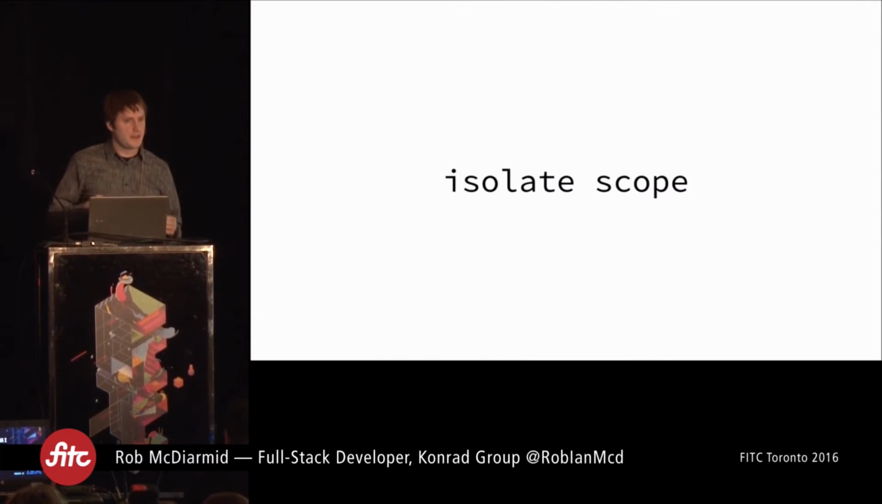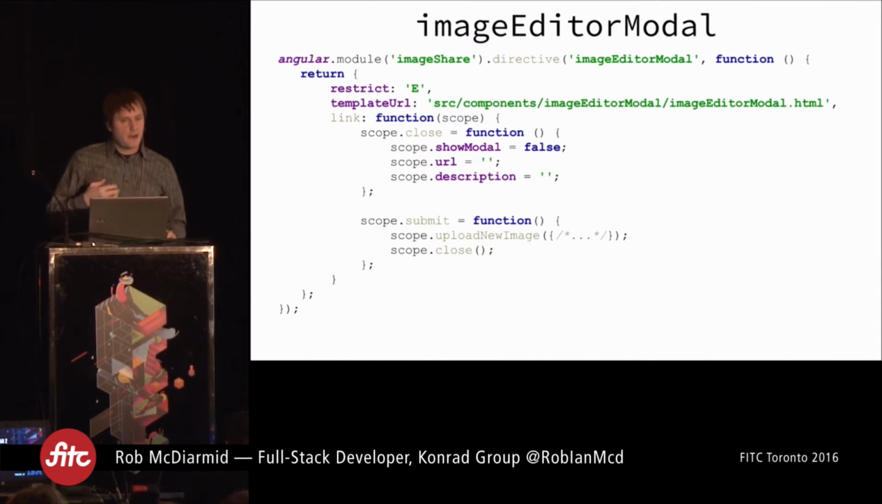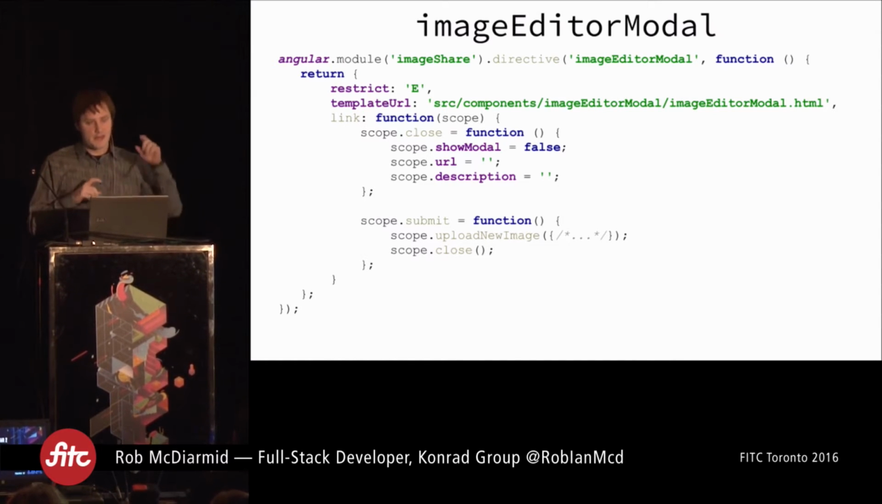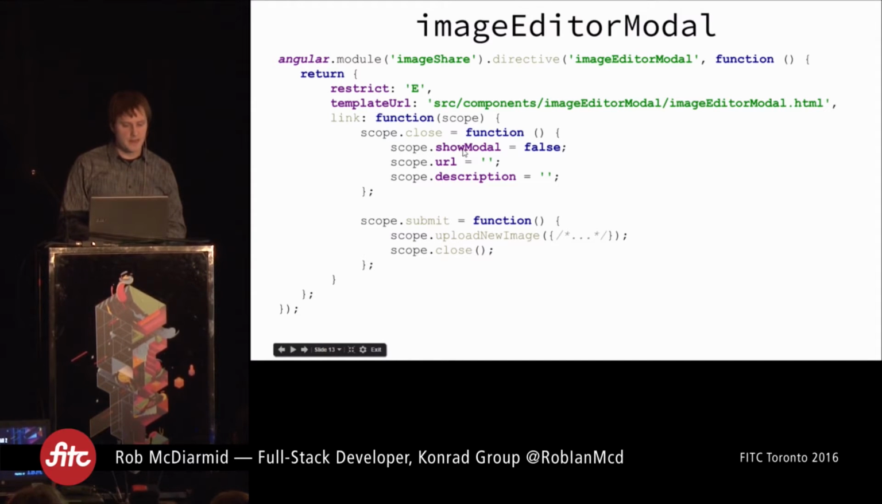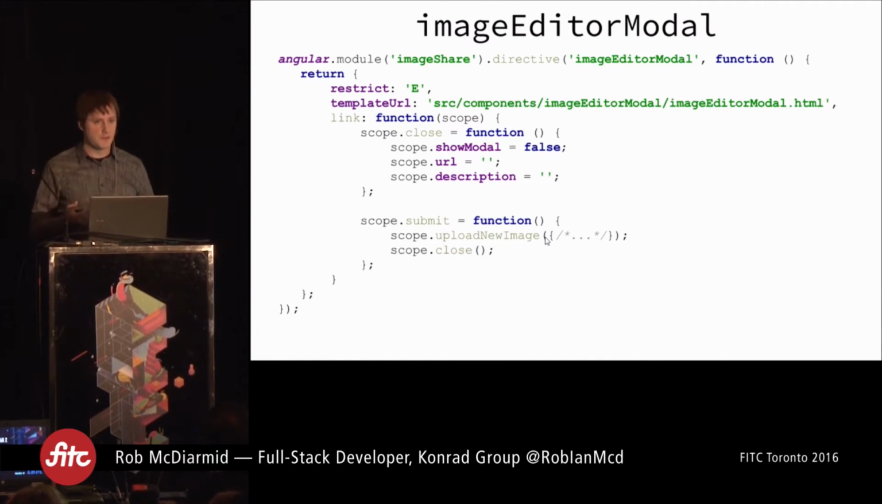Another really important feature of Angular 1 I wanted to talk about was isolate scope. So right now, my image modal directive is a child of the image list, and it's not using isolated scope. So everything is just on the exact same scope. So when I want to show and hide the modal, I'm just setting this show modal, and that's the same thing that the image list would set. And if I want to submit an image, I'm calling scope.uploadNewImage.